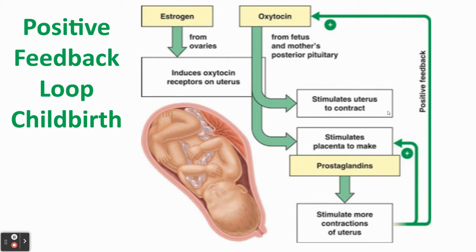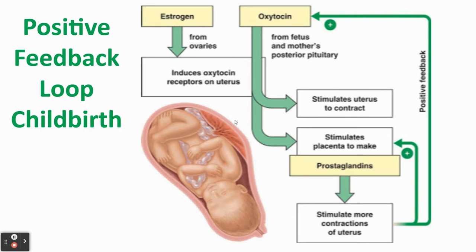And more pressure on the head from the baby pushing is going to cause the uterus to contract, putting more pressure on the cervix, sending those signals back again and causing more contractions until that baby is born. Now, I do want you to see that estrogen from the ovaries induces oxytocin receptors on the uterus. So estrogen is at high levels during pregnancy, and so there's going to be lots of oxytocin receptors on the uterus. What happens after the baby is born? The amount of estrogen goes down.